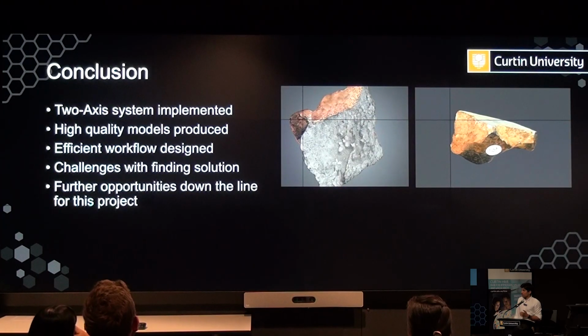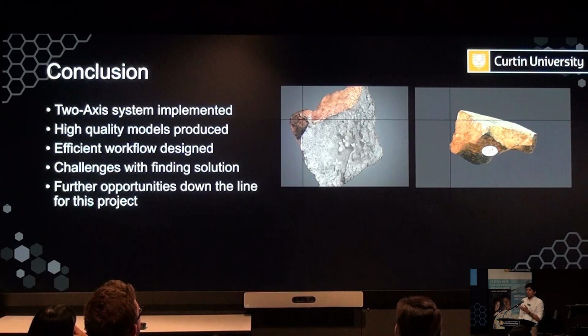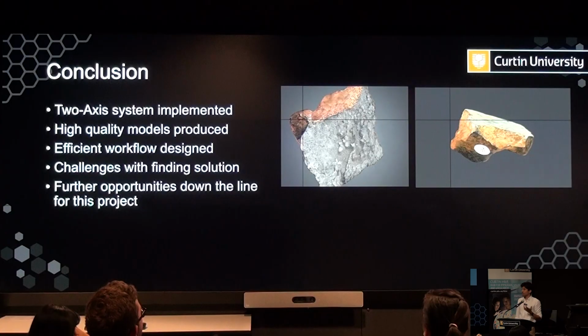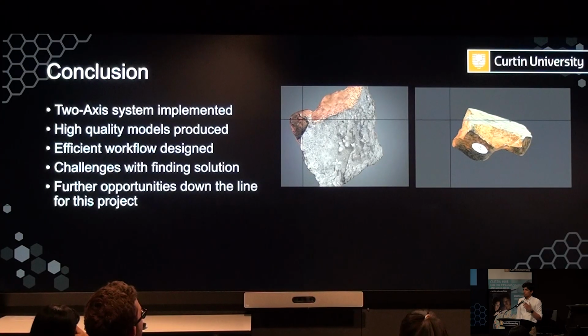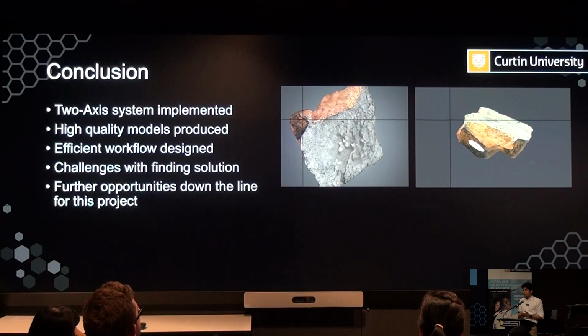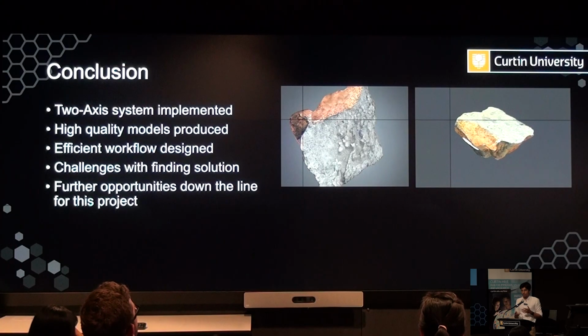So in conclusion, we were able to develop a 2-axis system. We did this with high quality 3D models, and we designed it with an efficient and reasonable workflow. There were some challenges that came with this. Some we managed to overcome, but others we weren't able to. And I'd like to see future opportunities try to overcome those challenges we weren't able to.